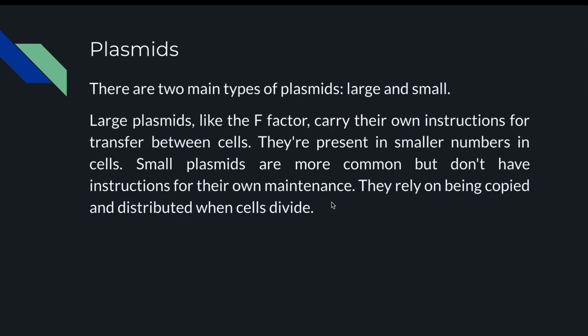There are two main types of plasmids, large and small. Large plasmids like the F factor carry their own instructions for transfer between cells. They're present in smaller numbers in cells. Small plasmids, on the other hand, are more common but don't have instructions for their own transfer. They rely on being copied and distributed when cells divide.